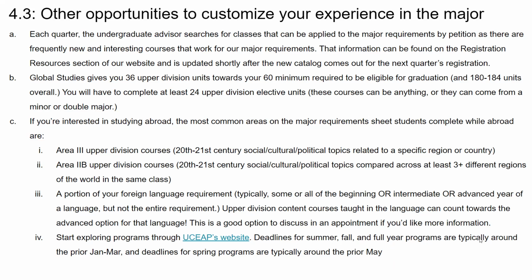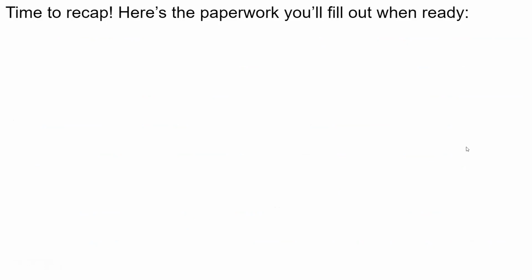You can start looking and seeing what might be interesting or attractive to you. Deadlines for summer, fall, and full year programs are typically around the prior January through March. I would even say December through March, but it'll depend on the program. Deadlines for spring semester or quarter programs are typically around the prior April, May-ish. So just know that you're going to want to plan ahead if that is something that is interesting to you, as it is for a lot of our majors.